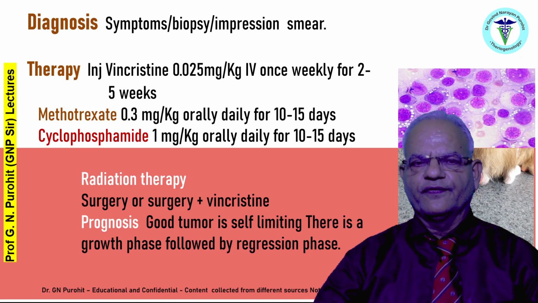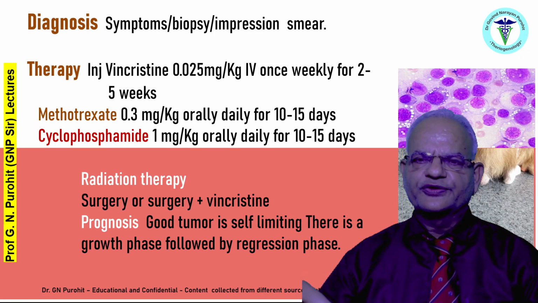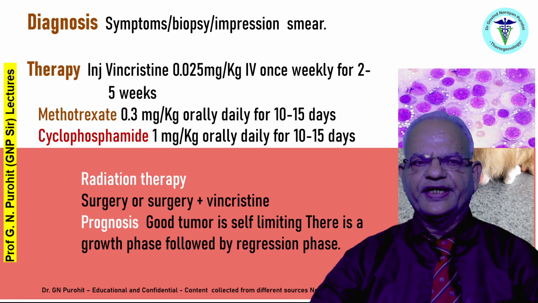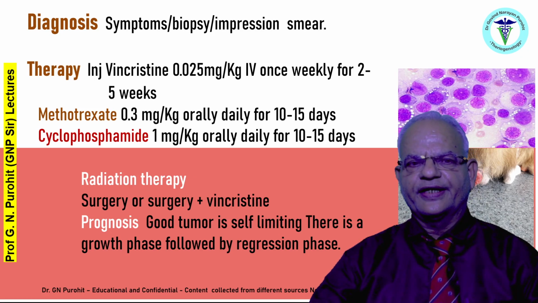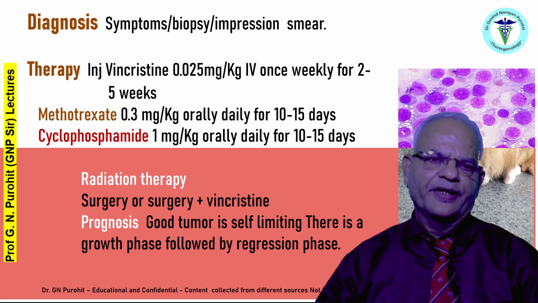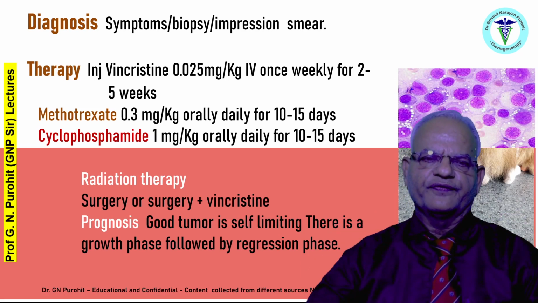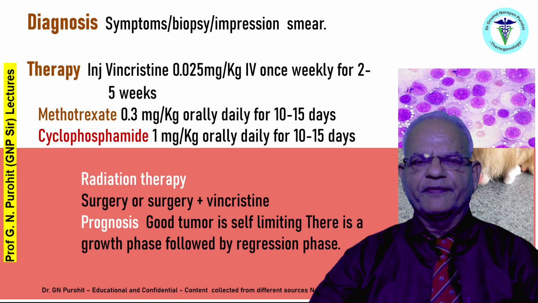antineoplastic drugs, including vincristine 0.025 milligram per kg IV once weekly for 2 to 5 weeks, or methotrexate 0.3 milligram per kg orally for 10 to 15 days, or cyclophosphamide 1 milligram per kg orally daily for 10 to 15 days. Some people may prefer radiation therapy or surgery followed by administration of vincristine.